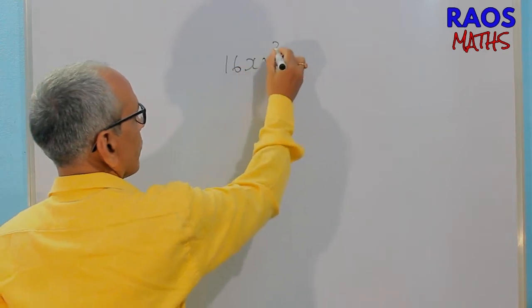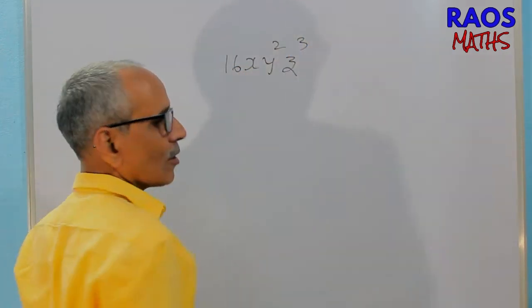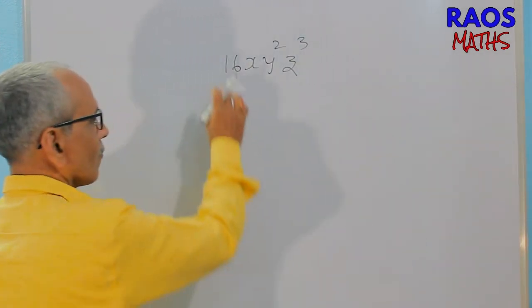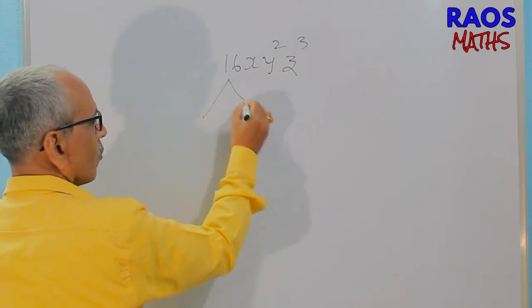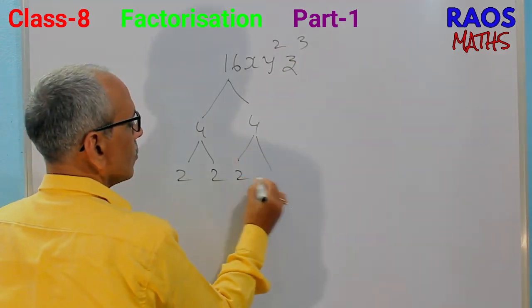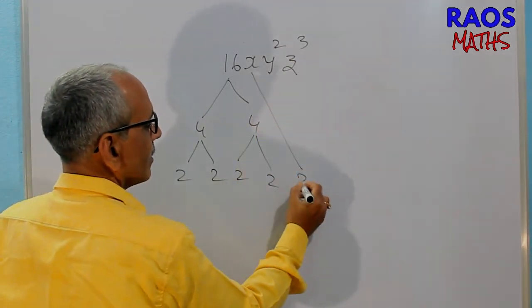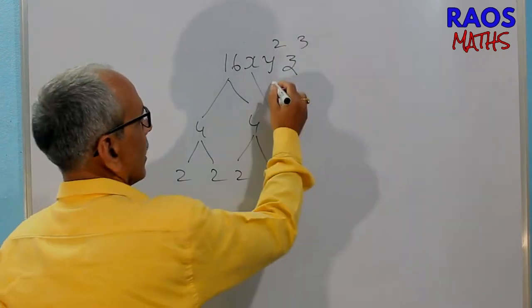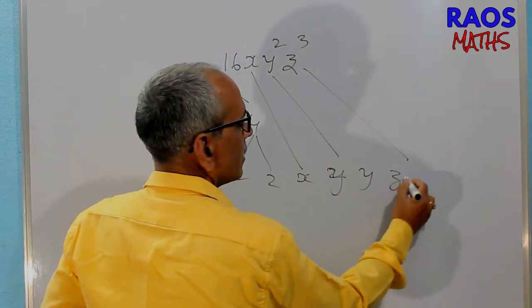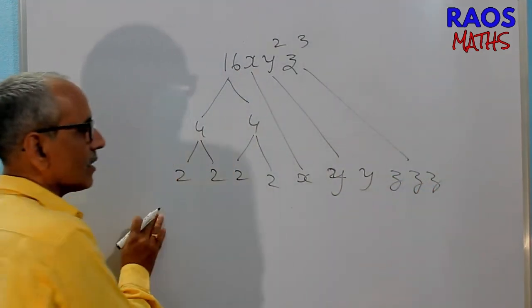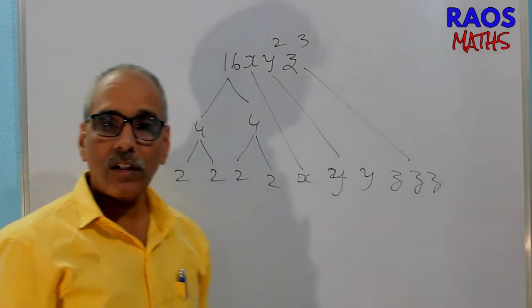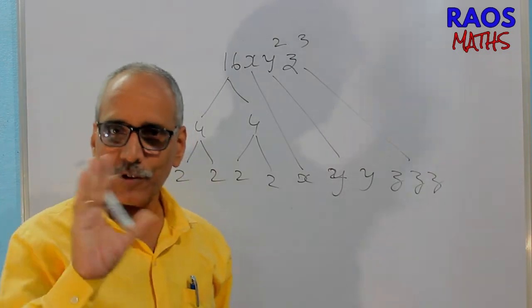16x y square z cube. Now you got the idea of factorizing a monomial. For 16, of course we get 4 and 4. In turn we get 2, 2, 2, 2. And for x, a single term, and y square, y, y, and for z, 3 times. So these are all the factors which are responsible in forming the monomial 16x y square z cube. Do you agree? You understood well, I think.